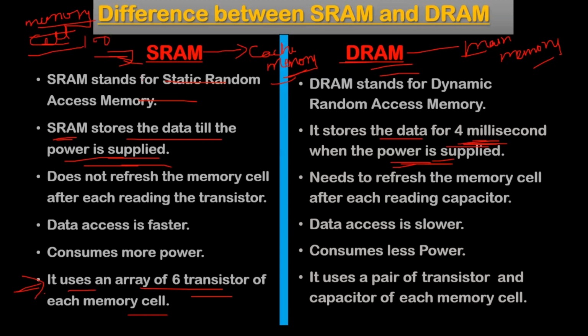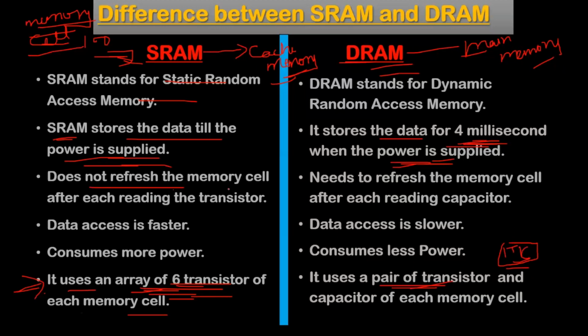So in this SRAM, in this cache memory, one memory cell is made up of an array of 6 transistors. Means to create this memory cell, it uses an array of 6 transistors. Right? For every memory cell, we have 6 transistors. And in DRAM, it uses a pair of a transistor and a capacitor. Means for every memory cell, we have one transistor and one capacitor.